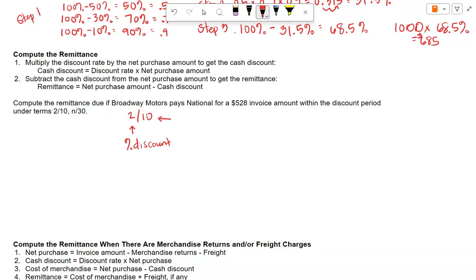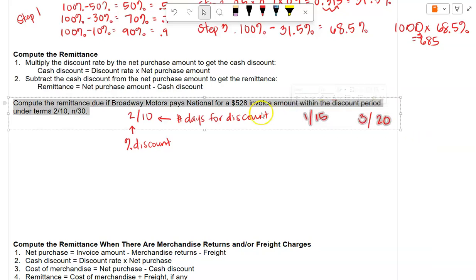And then the second number is the number of days for the discount. So this means that if they pay within 10 days, they'll receive a 2% discount. So if you had something like 1/15, this would mean that we'd have 15 days to get a 1% discount. Okay, you might even have something like 3/20, where you'd have 20 days to receive a 3% discount.